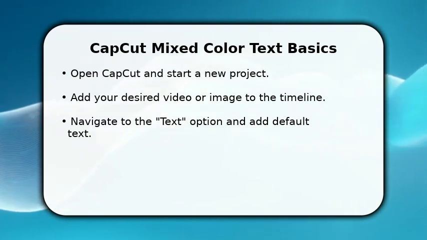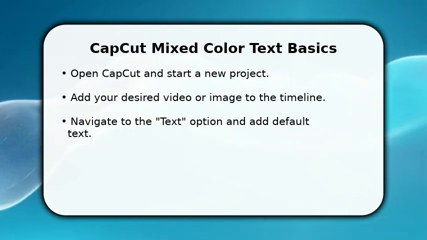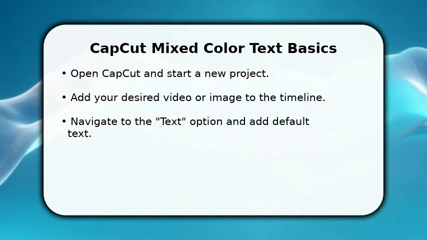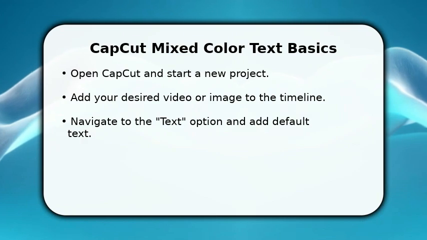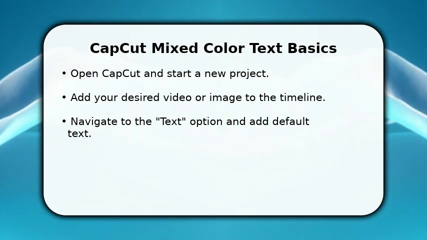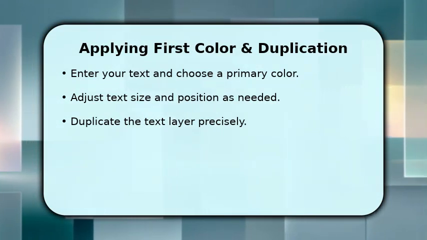Once your media is in place, locate the text option in the bottom menu. Tap on it and then select Add Text to insert a default text box onto your screen. This is our starting point for creating vibrant, multicolored text effects. Now type out the text you want to colorize.